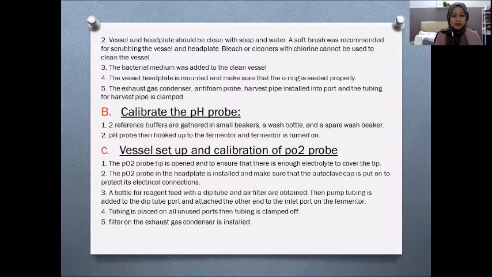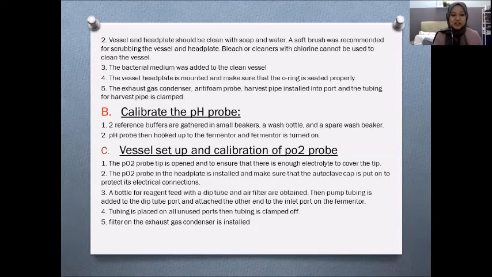Then for vessel setup and calibration of the PO2 probe, the PO2 probe tip is opened to ensure there is enough electrolyte to cover the tip. The PO2 probe is then installed in the head plate, and make sure that the autoclave cap is put on to protect the electrical connection.